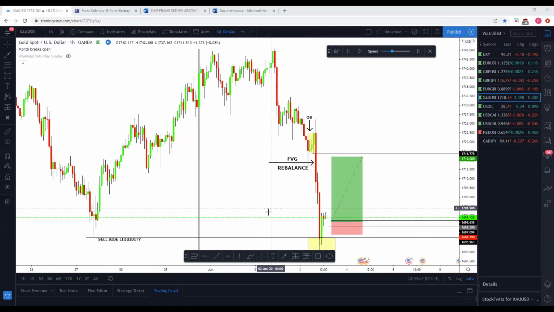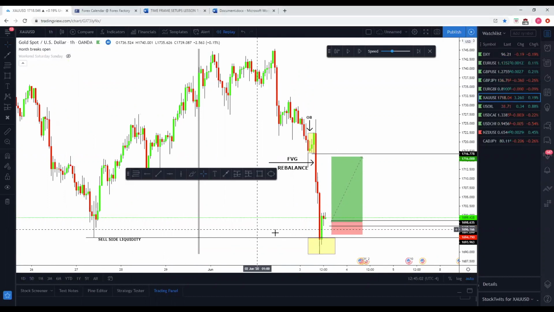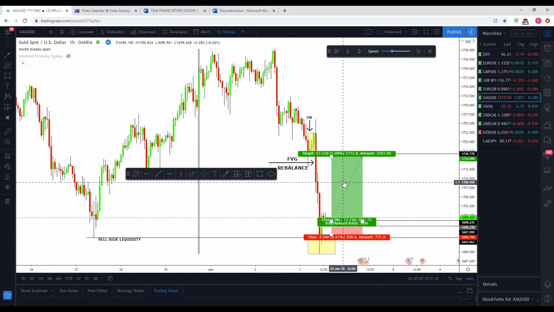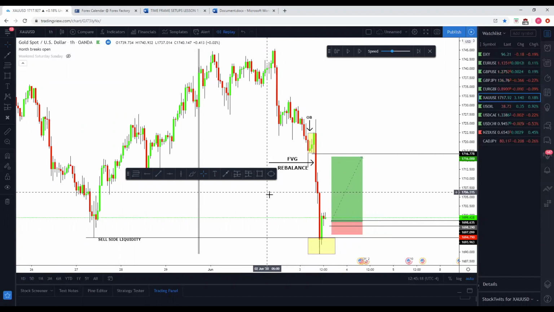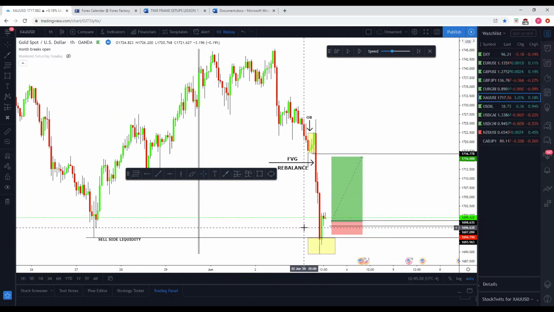Well, as an institutional trader, we know that we pair our buy orders with sell orders. So in order for us to be able to buy, they have to sell to somebody. That's how it works at the big level. In order for them to buy the market, they have to have willing sell participants. So under this low here, they grabbed the sell side liquidity, as an example in this yellow box here. They raided that sell side liquidity and came right back in with a bullish candle.